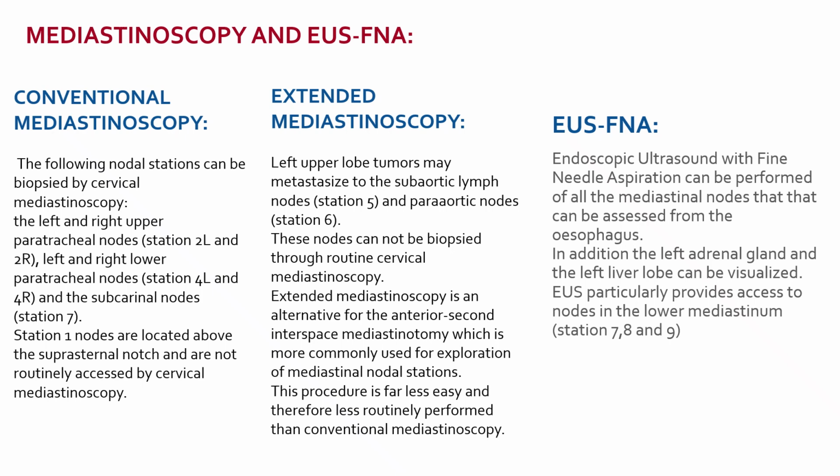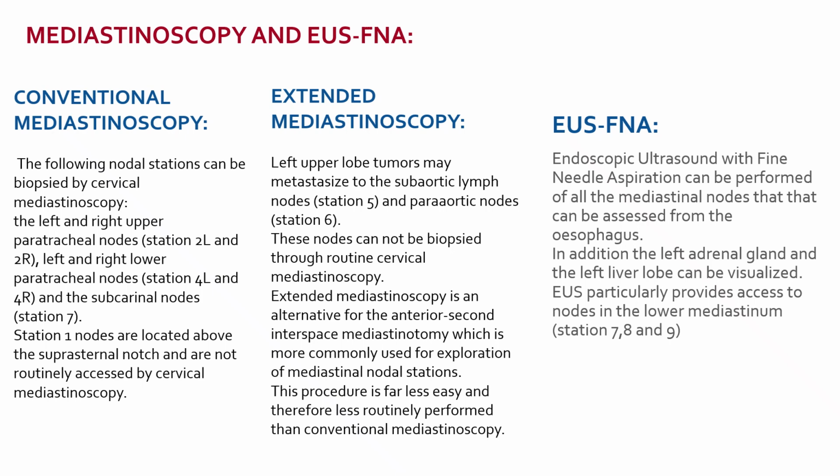Cervical mediastinoscopy is used for taking biopsies from stations 2R, 2L, 4R, 4L, and 7. Station 1 nodes are located above the suprasternal notch and are not routinely accessible by this method. In left upper lobe, tumors may metastasize to subaortic lymph node station, that is station 5, and paraaortic nodes, that is station 6. These cannot be biopsied through routine cervical mediastinoscopy. So extended mediastinoscopy is an alternative for anterior second interspace mediastinotomy, which is more commonly used for exploration of mediastinal nodal stations. It is far less easy and therefore less routinely performed than conventional mediastinoscopy.